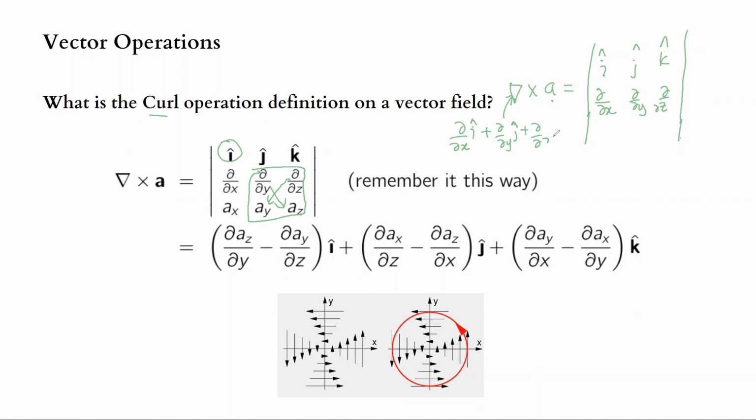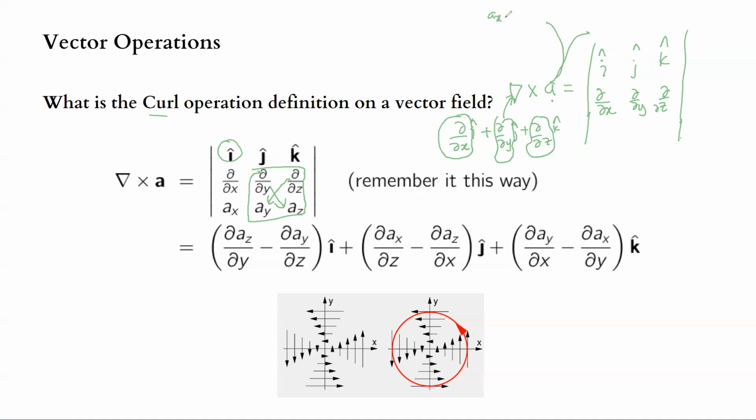This operation is defined using del over del x i hat plus del over del y j hat plus del over del z k hat, right? So what we do is we take all these i hat, j hat, k hat components out, and we are remaining with these components, right? We take these components out and keep them under each of the i hat, j hat, and k hat vectors. So del over del x belongs to i hat, del over del y belongs to j hat, del over del z belongs to k hat.